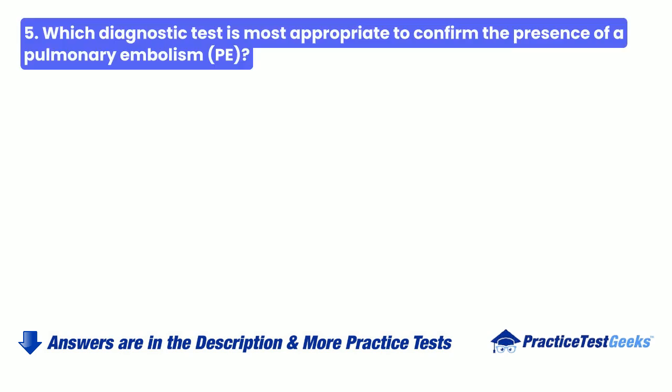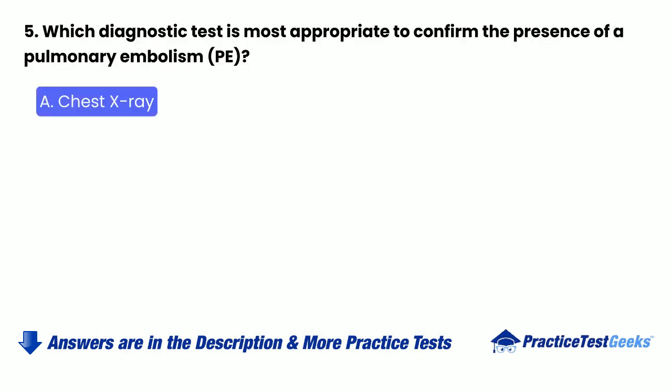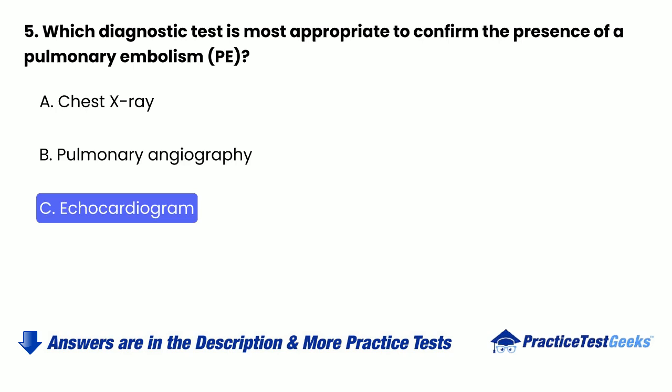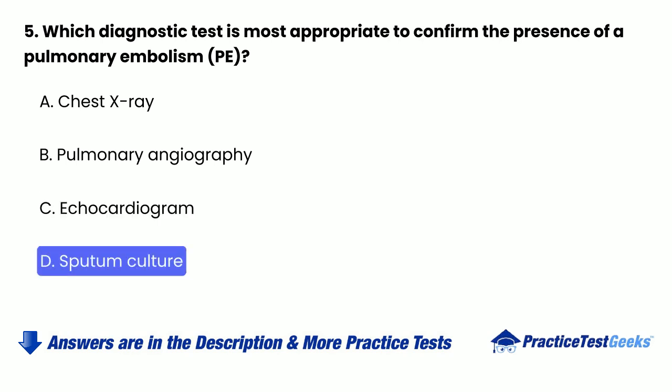5. Which diagnostic test is most appropriate to confirm the presence of a pulmonary embolism or PE? A. Chest X-ray. B. Pulmonary angiography. C. Echocardiogram. D. Sputum culture.